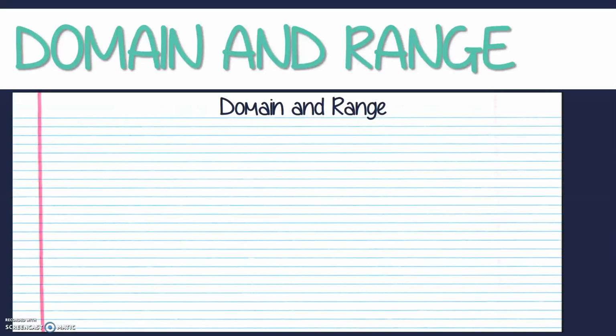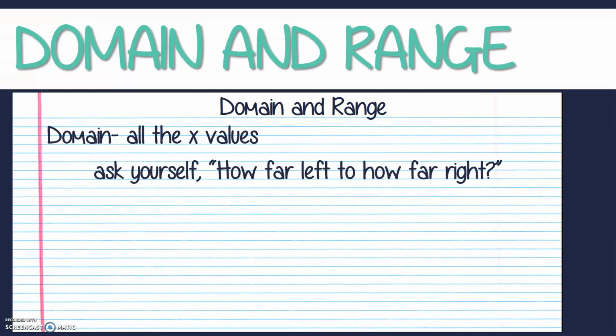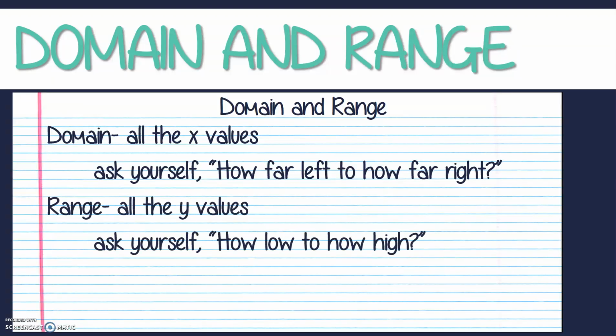So let's first define what domain and range are. The domain represents all of the x values of a graph or a set of ordered pairs or something like that. So you have to ask yourself, how far left to how far right does this graph go? The range represents all of the y values of our graph or set of ordered pairs or our table, and we ask ourselves, how low does this go to how high? If you didn't get time to write down these two definitions, hit the pause button and then play when you're ready.